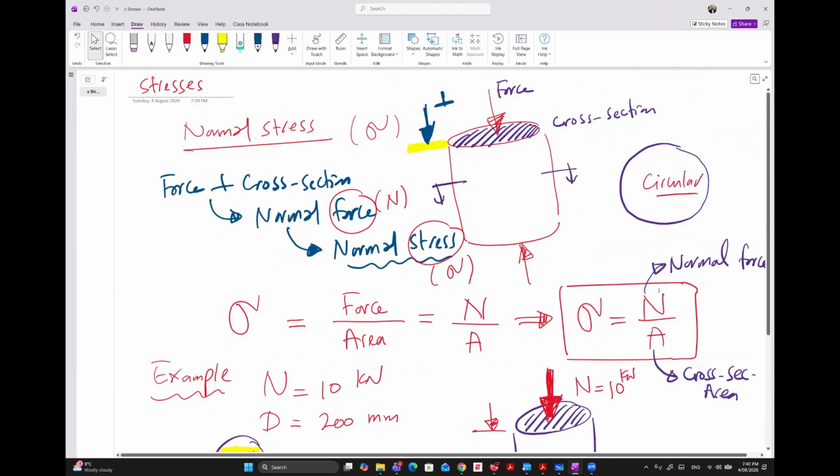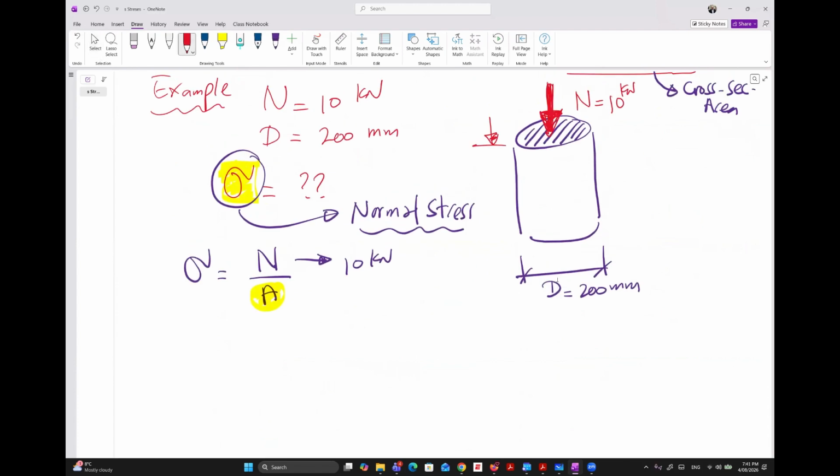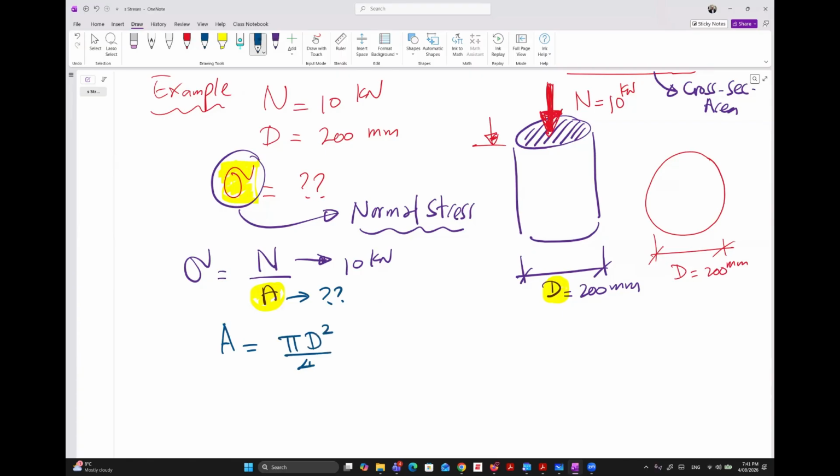So circular section, I will give you the area now, but the main thing is the cross section of this is an area of a circle. So the diameter is 200 millimeter. One hint to know it is a circle: if you are given the diameter, it cannot be a square or a rectangle. Okay. So the first step is we need to find how much is the area. So area is equal to pi d squared divided by 4.